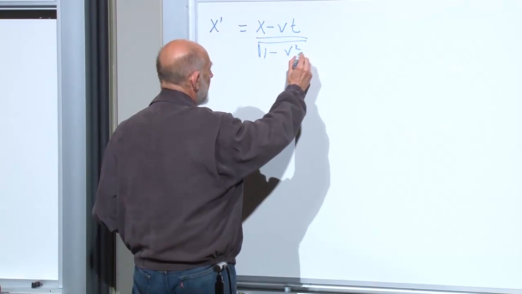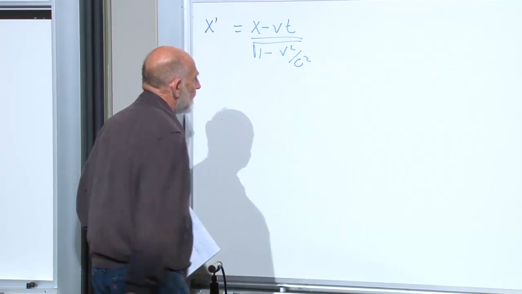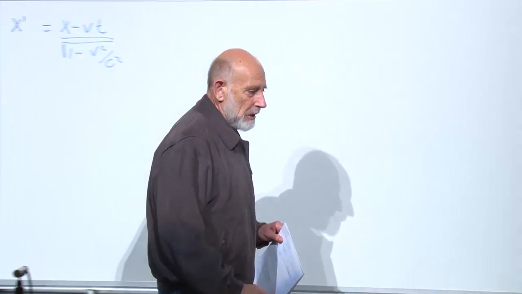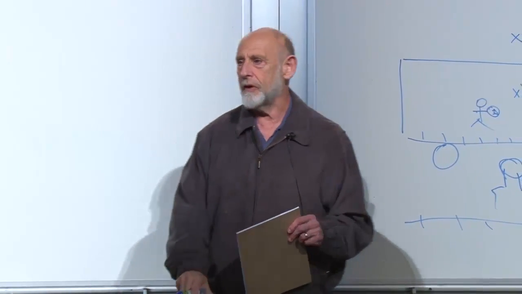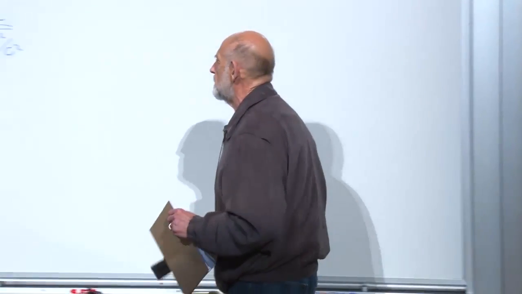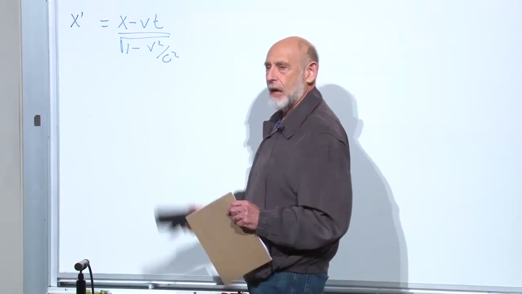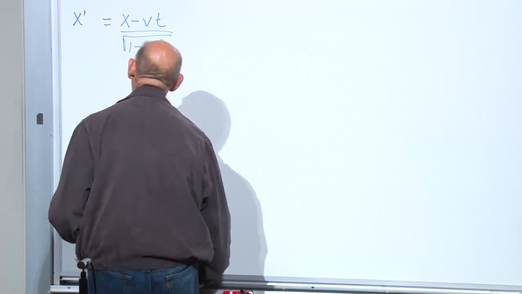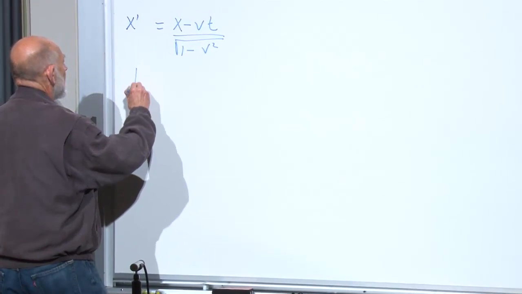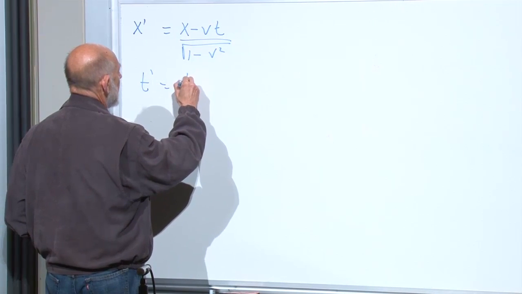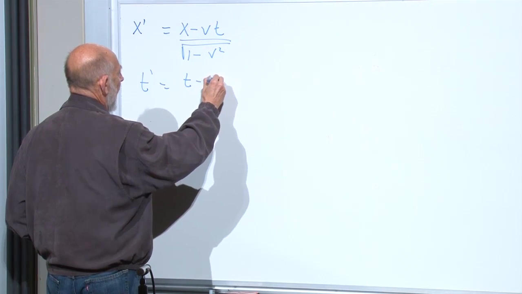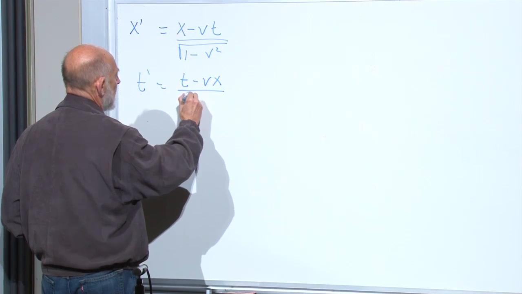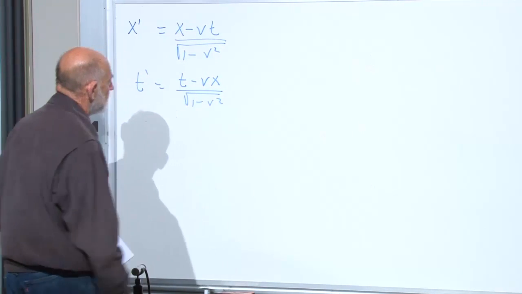I'm going to put it in and then take it out. v squared over c squared. And of course, if the velocity is small by comparison with the speed of light, this is a terribly tiny correction. Let's just call it 1 minus v squared. And t prime is equal to t minus vx divided by that same square root of 1 minus v squared.